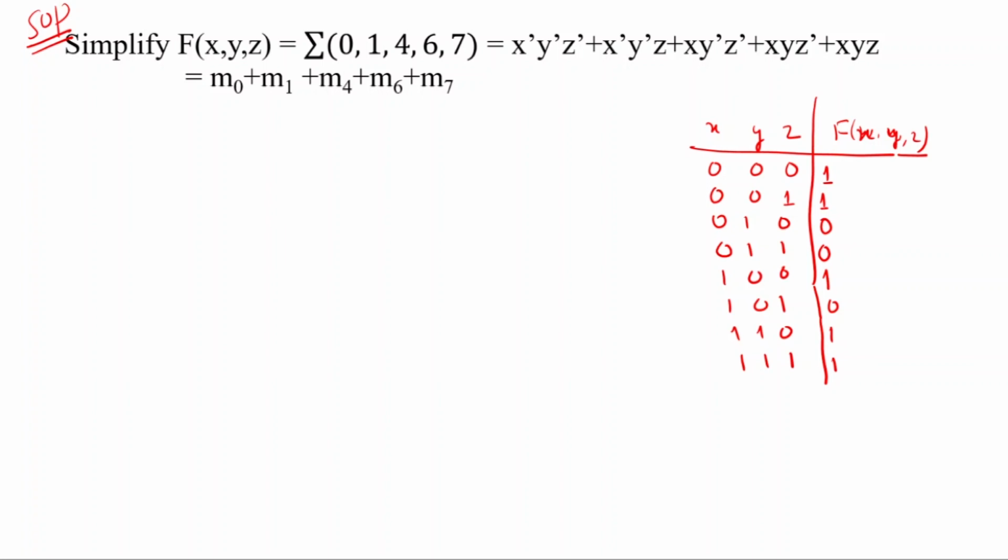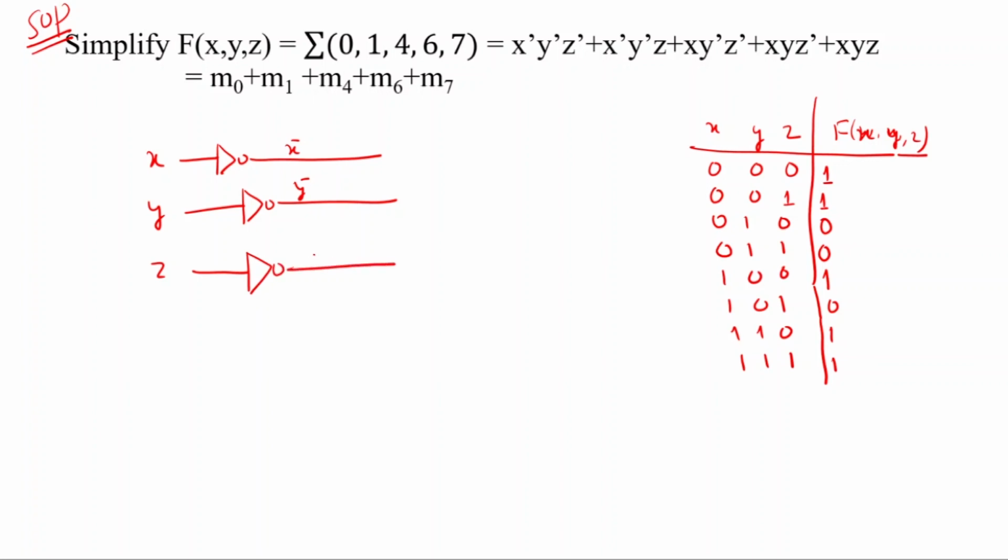The objective is, suppose we implement this function using logic gates. How many logic gates are required? Suppose we want to implement this function through basic logic gates. So how do we implement it? First is x, and this is x complement. Similarly y, this is y complement, where we apply a NOT gate to get x complement and y complement, and this is z, and when we apply a NOT gate this is z complement.